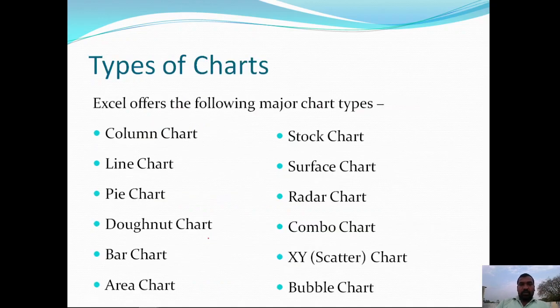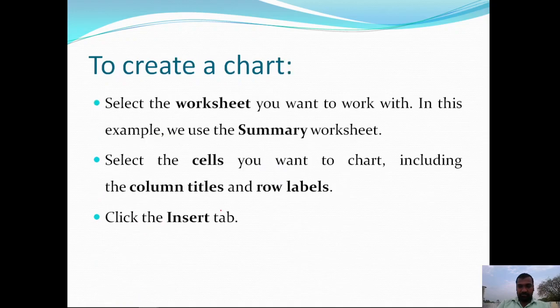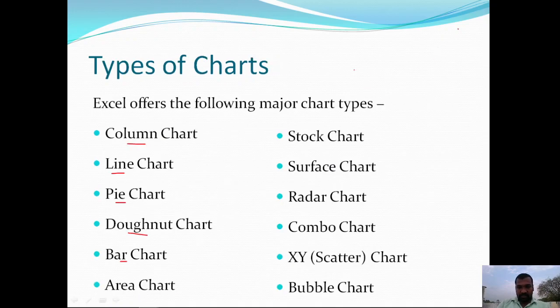Okay, so these are the different types of charts that are offered by Microsoft Office Suite Excel 2007: column chart, line chart, pie chart, doughnut chart, bar chart, area chart, stock chart, surface chart, radar chart, combo chart, XY chart, and bubble chart. So these are the different charts that are associated with 2007.